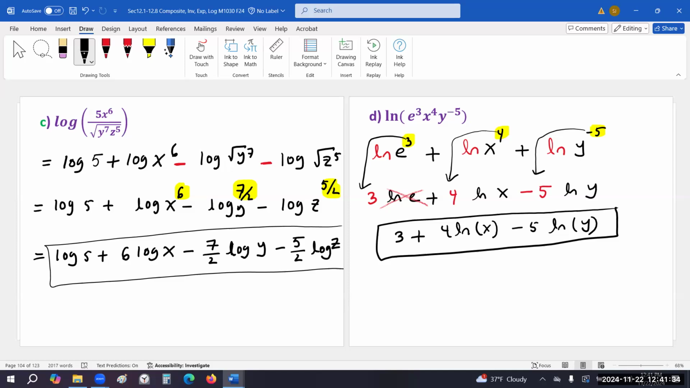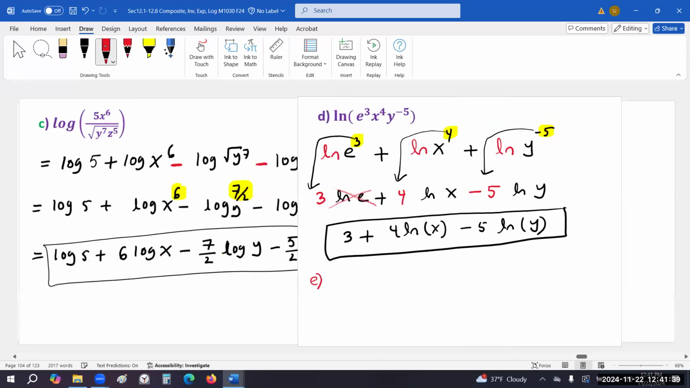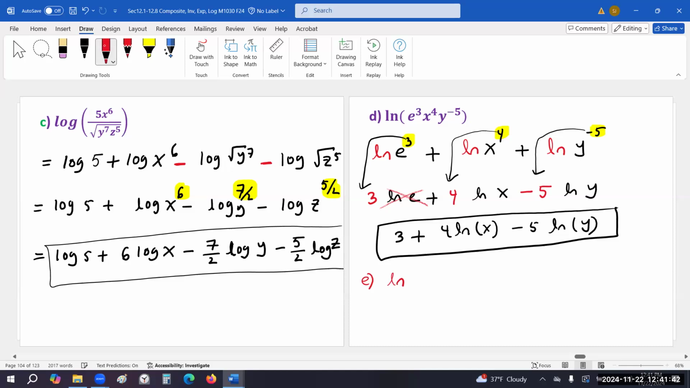Let's refresh your memory with one division. So let's say we have one more, because here we don't. Let's say we have e, 3x squared, and then e, x, y to the 7 and z to the 5.